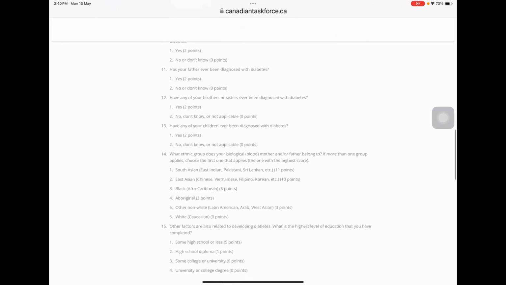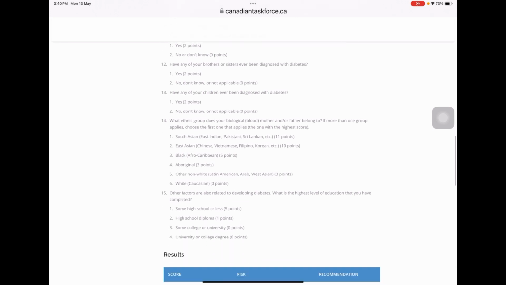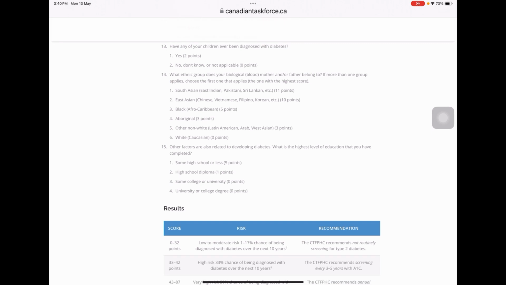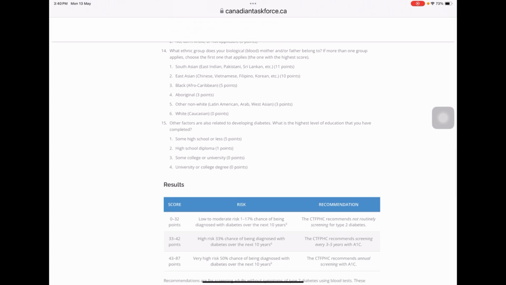Has your father been diagnosed with diabetes, brother or sister been diagnosed with diabetes, children ever been diagnosed with diabetes, ethnicity. Let's say South Asians like East Indians, Pakistani, Sri Lankans have a risk of 11 points, and then East Asians like Chinese, Vietnamese have 10 points. Black Africans, Afro-Caribbeans have 5 points, Aboriginal have 3 points, white Caucasians have 0 points.